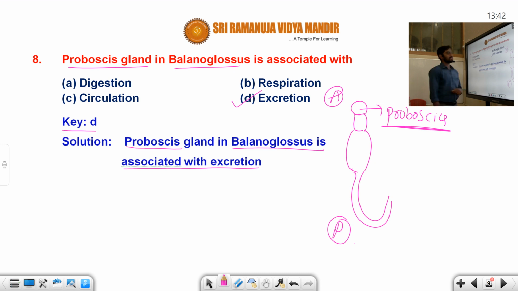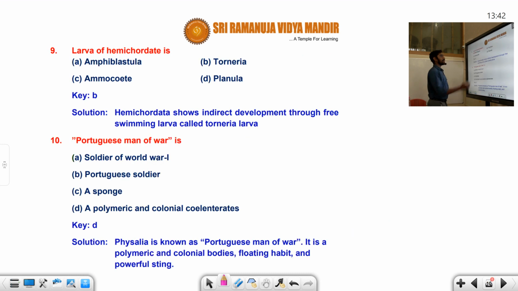Larva of Hemichordata. Amphiblastula is for the sponges or Porifera, and Ammocoete is present in C, and this is a flat roundworm larva, and planula. Planula is also not for the Hemichordata, and Tornaria is our correct option.